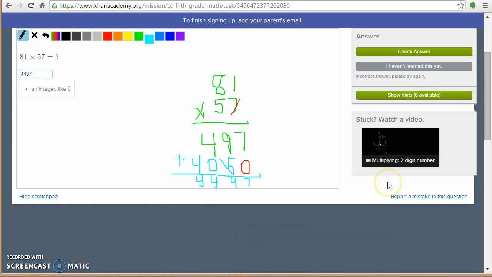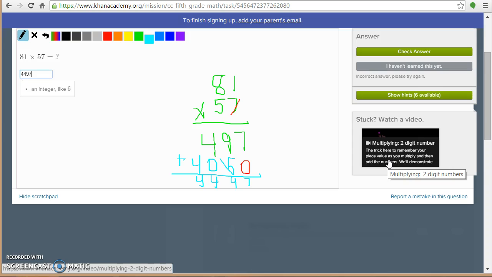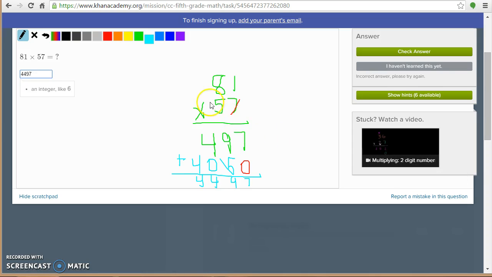And if it wasn't something we remembered how to do, of course, you could go back to your video and look at ways that they suggest for you to do multiplication. So what we've learned in our classroom is that we sometimes just go ahead and go back and do the math. 81 times 57.